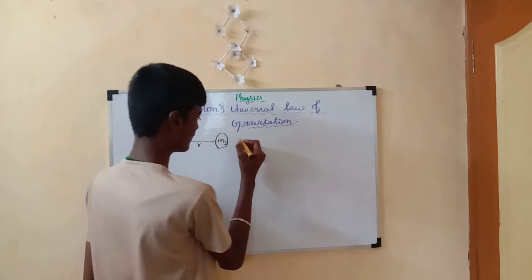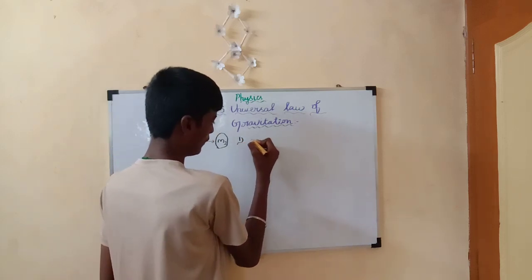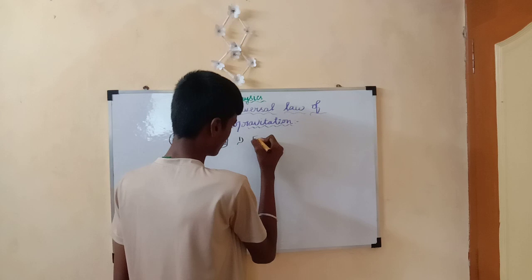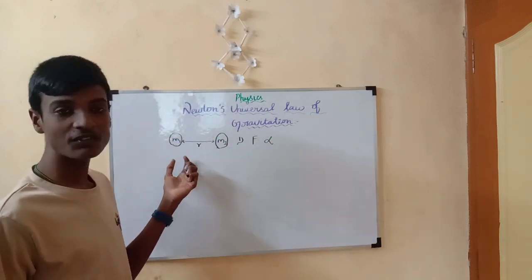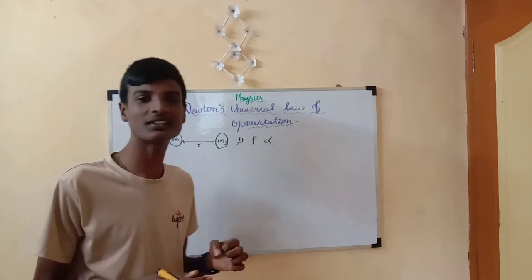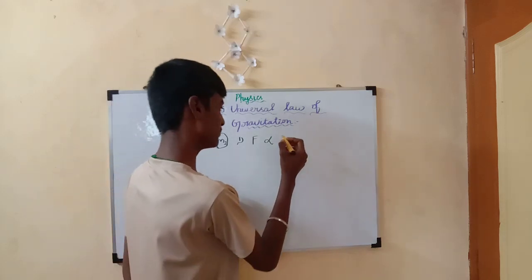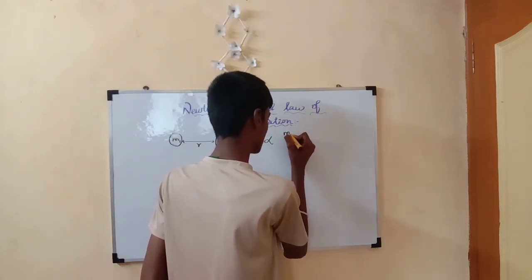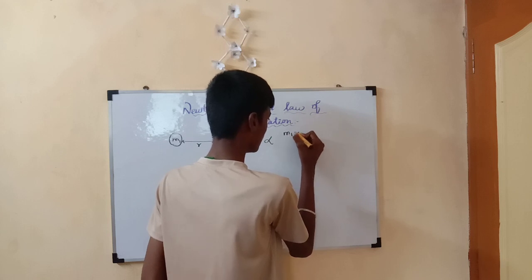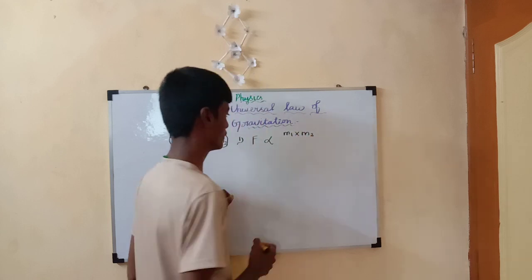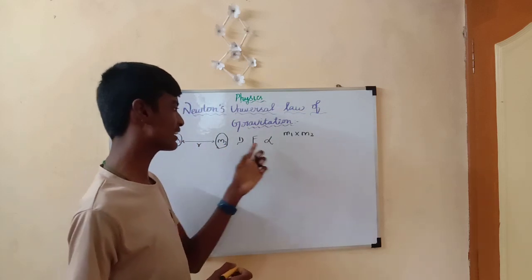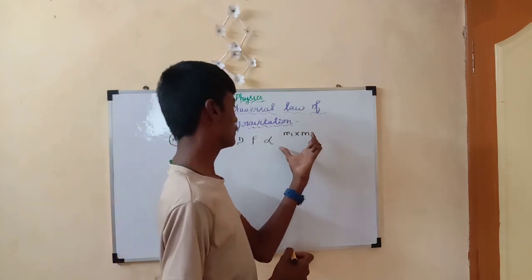So the first law states that force is directly proportional to the product of the masses of the objects. Product means you have to multiply both. That means M1 into M2. So force is directly proportional to the product of the two masses.